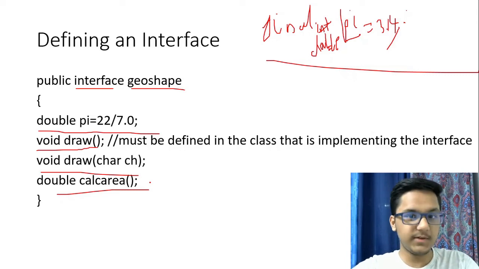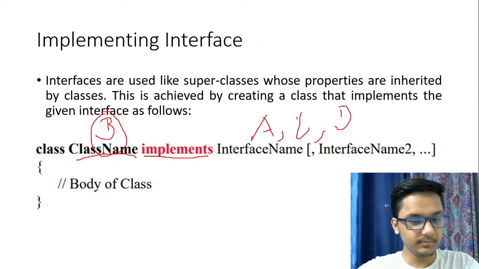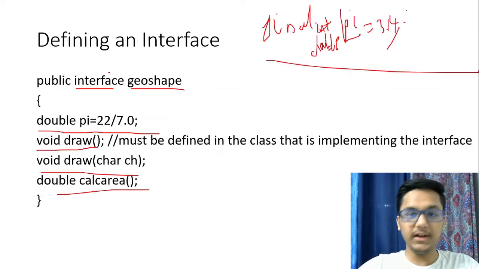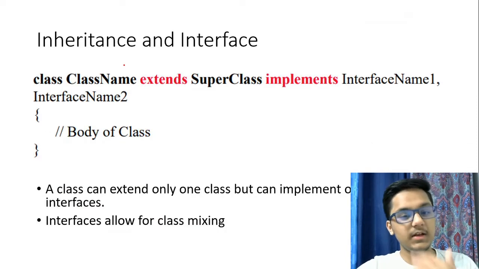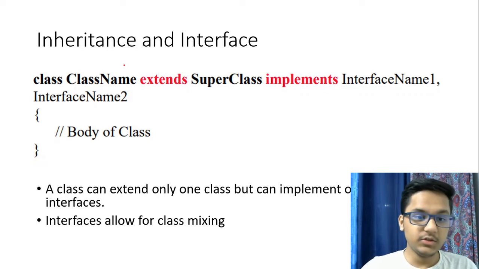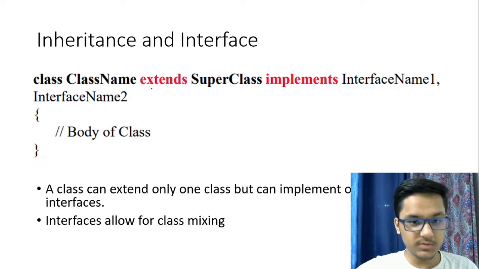So you don't have to explicitly use a keyword. Now all these classes over here, A, C, D, E, anything which you have, all of these need to be interface classes. Now, how do you combine interface and inheritance? How do you use a mixture of these two? To do this, you can use both the keywords together in the same line.